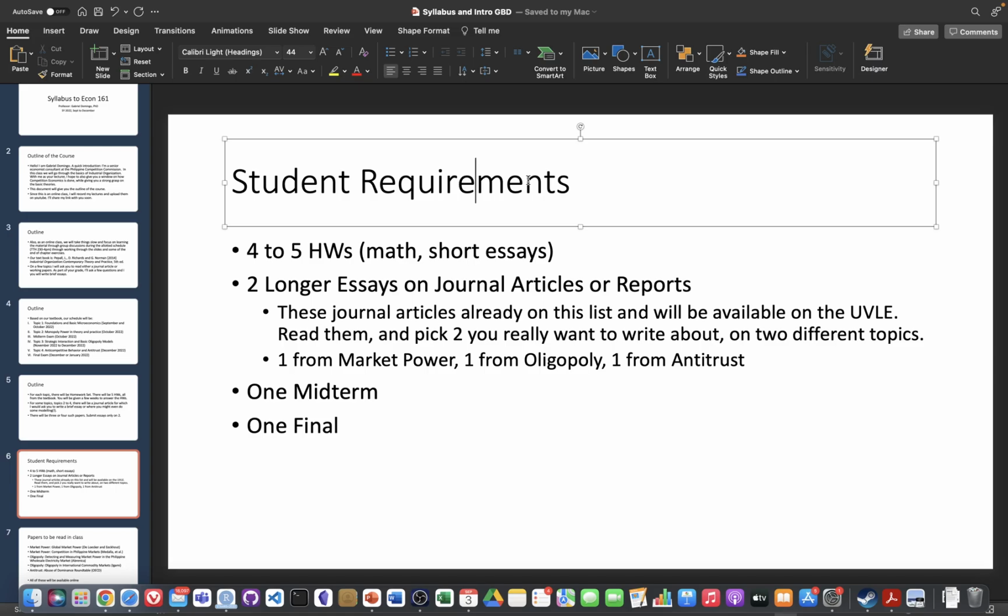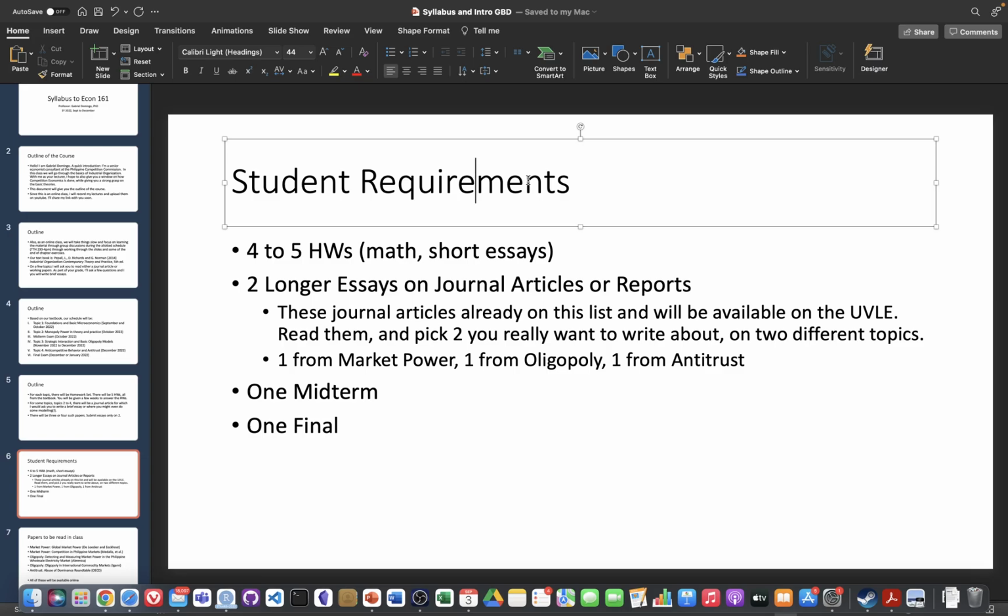4 to 5 homeworks, math and short essays. 2 longer essays on journal articles or reports. These journal articles are already on this document and will be available on Ofle. Read them, pick 2 on 2 different topics. So pick 1 from market power, 1 from oligopoly, or 1 from antitrust. So again, just pick 2, right? Just pick 2 different topics and 2 different papers.